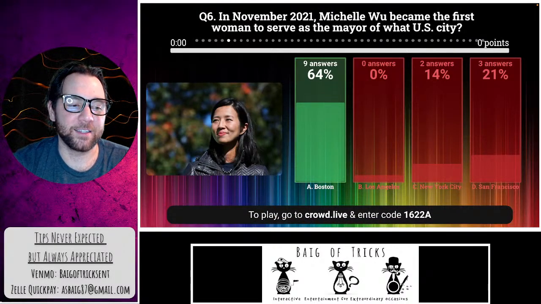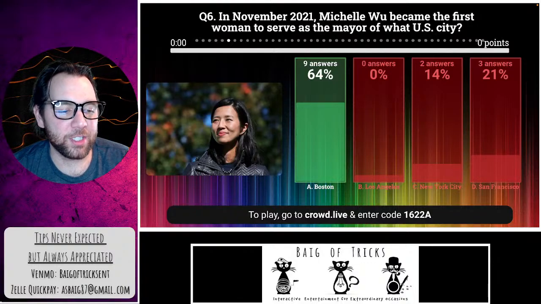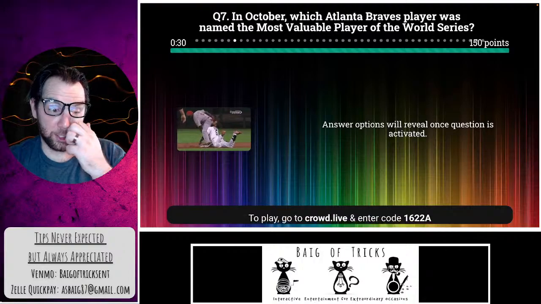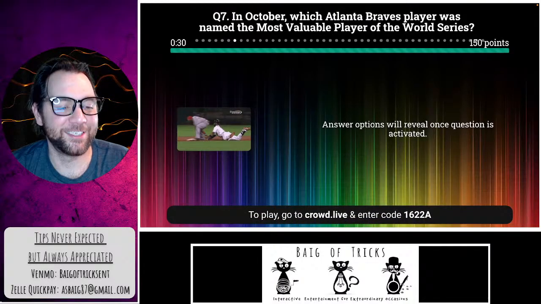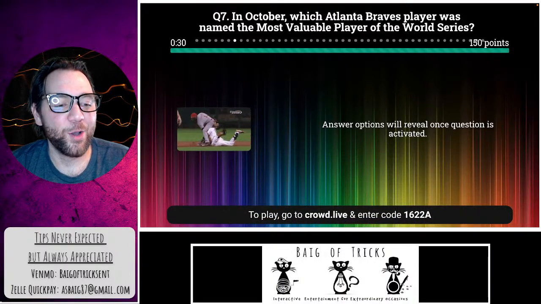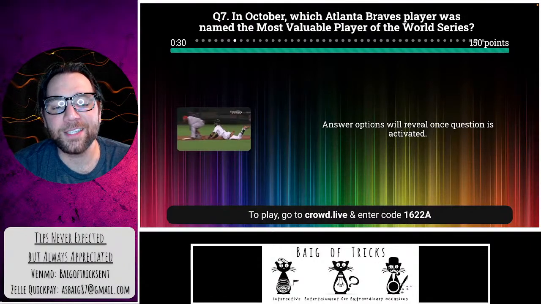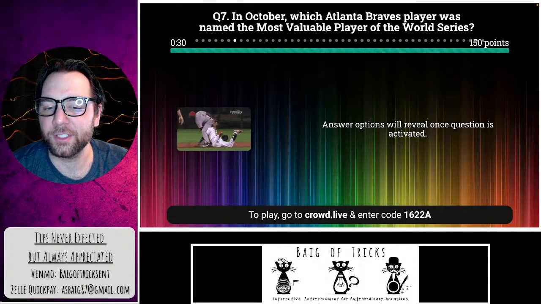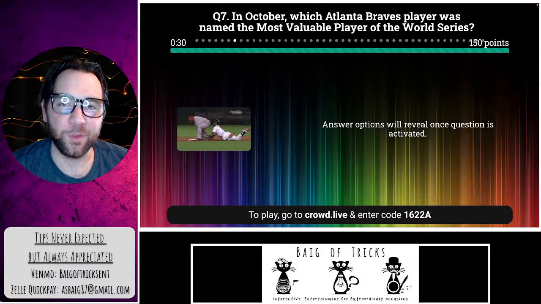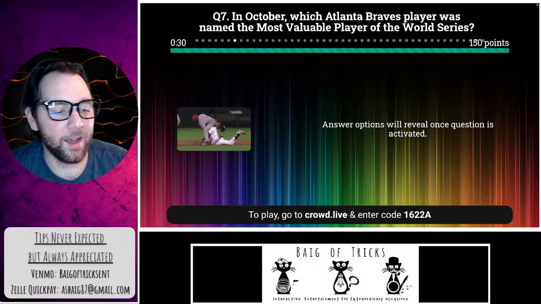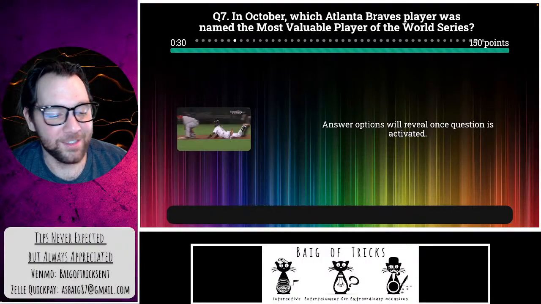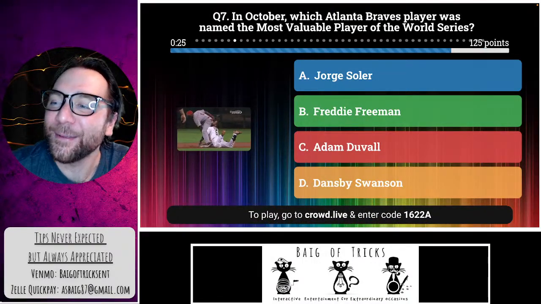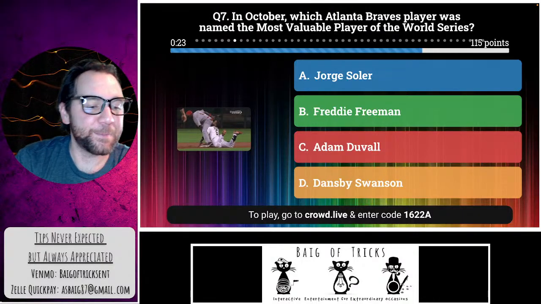Cool things happening. All right, question number 7. We are chugging along like a train. Choo-choo. In October, which Atlanta Braves player was named the most valuable player of the World Series? Now, a very specific sports question. One person earns this. The MVP of the World Series was whom? Was it Jorge Soler or George Soler? Freddie Freeman, Adam Duvall, Dansby Swanson? A, B, C, or D, who was the MVP of the World Series?